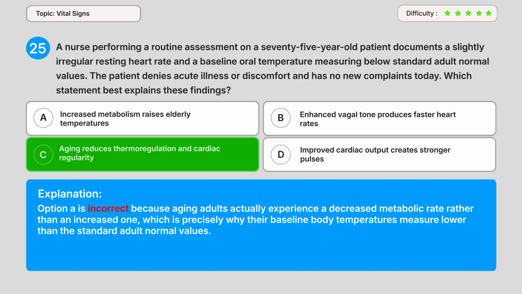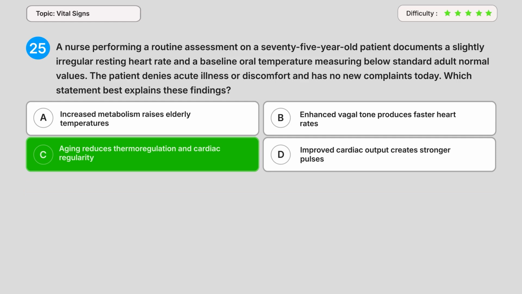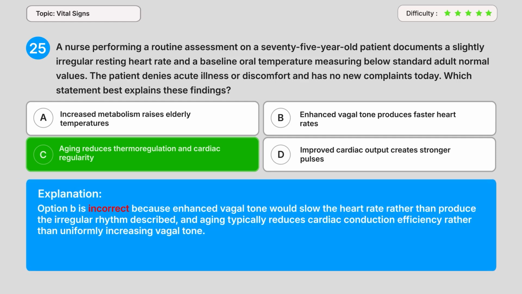Option A is incorrect because aging adults actually experience a decreased metabolic rate rather than an increased one, which is precisely why their baseline body temperatures measure lower than the standard adult normal values. Option B is incorrect because enhanced vagal tone would slow the heart rate rather than produce the irregular rhythm described, and aging typically reduces cardiac conduction efficiency rather than uniformly increasing vagal tone.